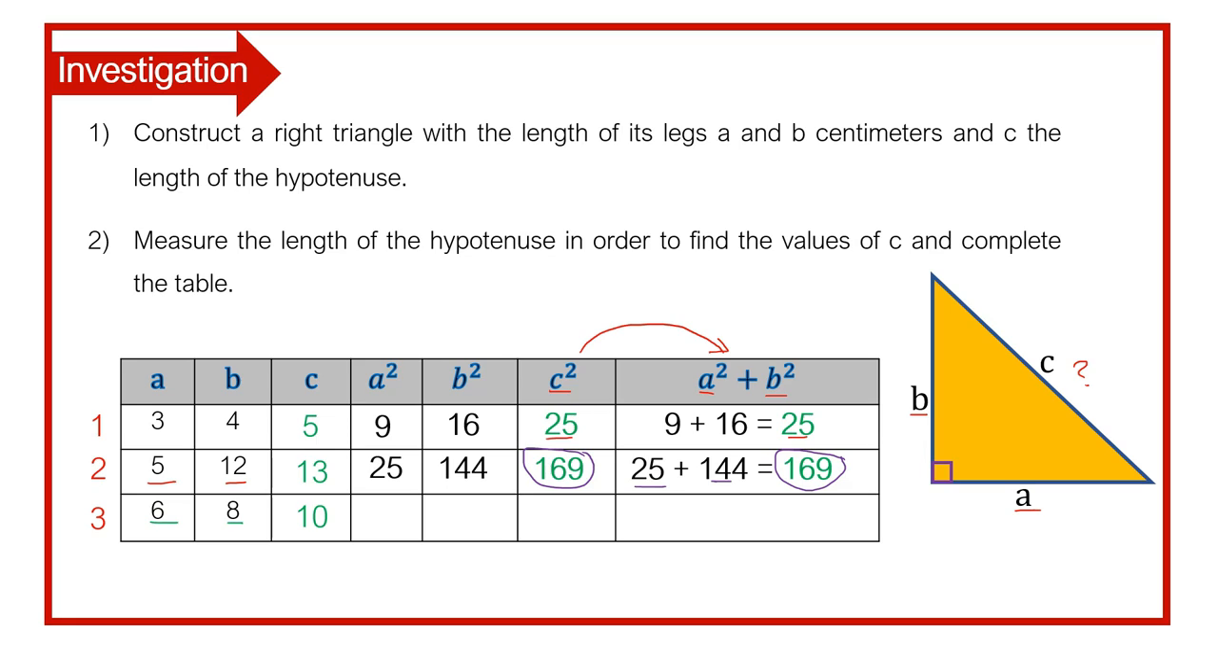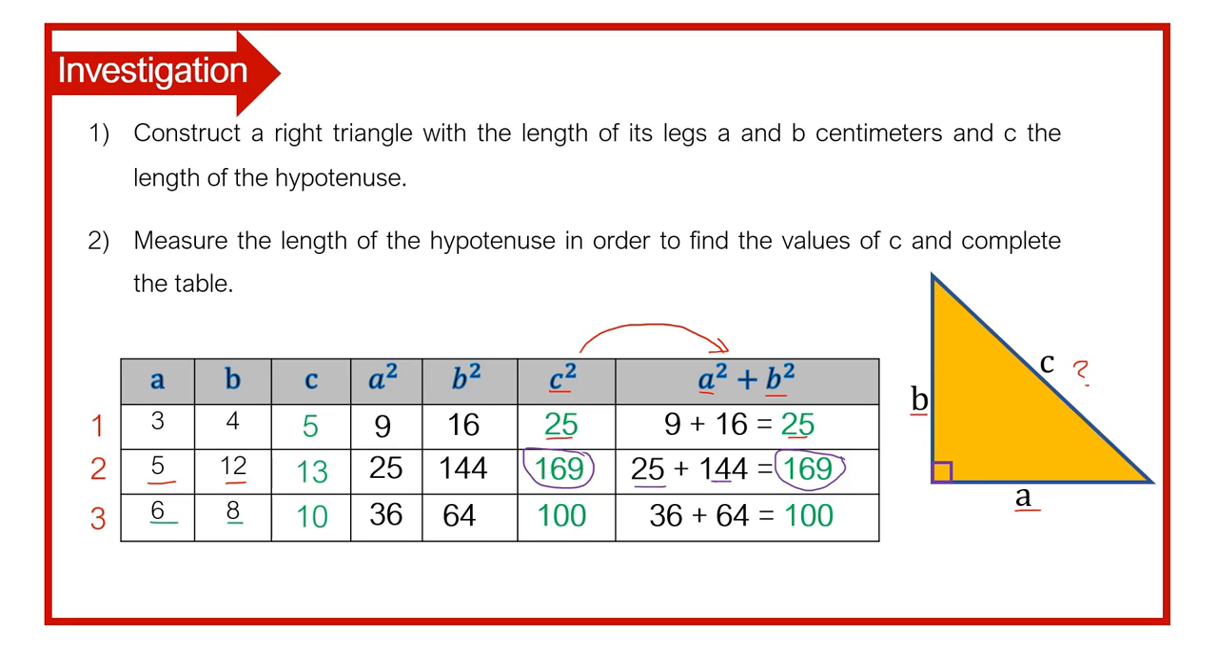Now let us square A. That is 6 squared, which is 36. Square B, which is 8 squared, that is 64. Square C, which is 10 squared, to get 100. Now, get A squared plus B squared, that is 36 plus 64, and you will get 100.